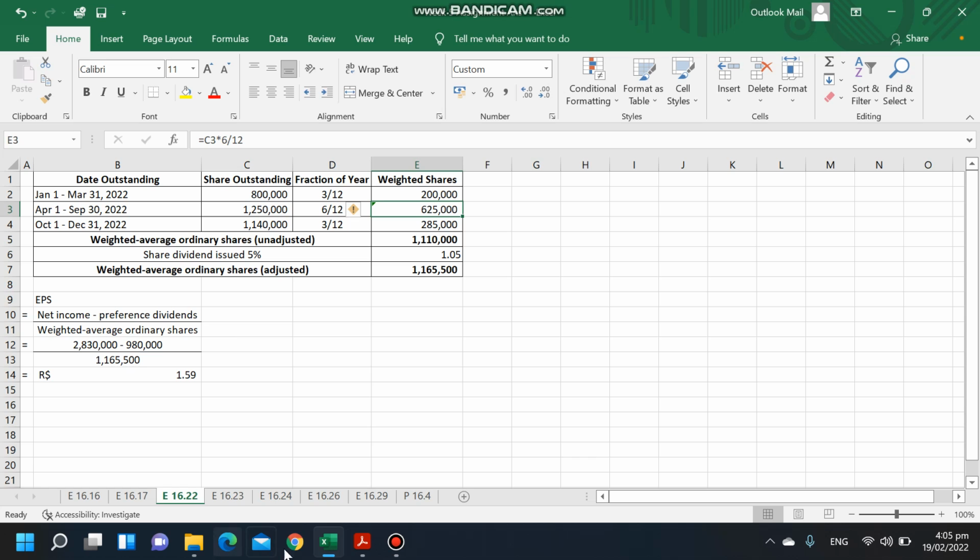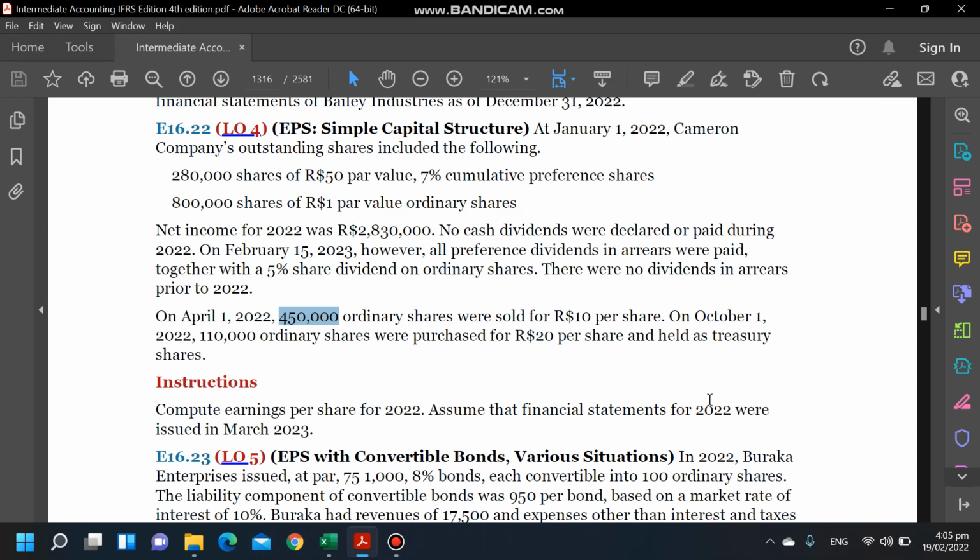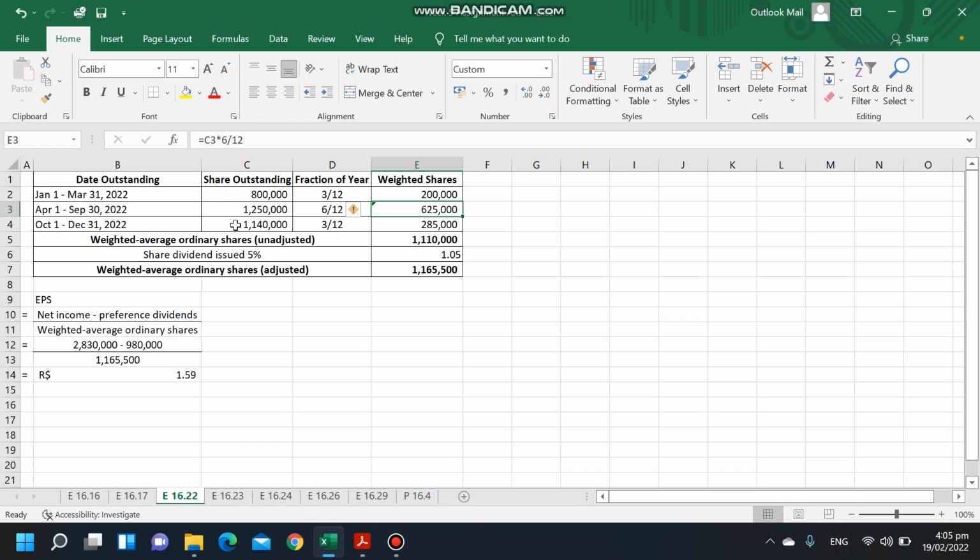And then from October 1st until December 31st, 110,000 shares were purchased, so we subtract them from the ordinary shares outstanding. From 1,250,000 minus 110,000, the shares outstanding is 1,140,000 times 3/12, so 285,000. So the weighted average ordinary shares is 1,110,000.